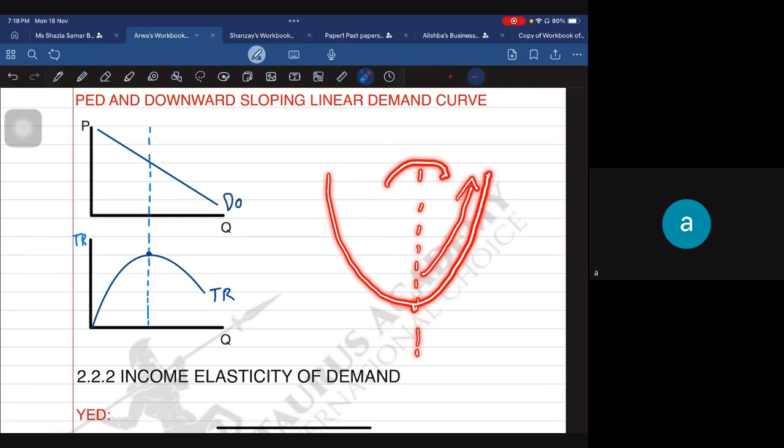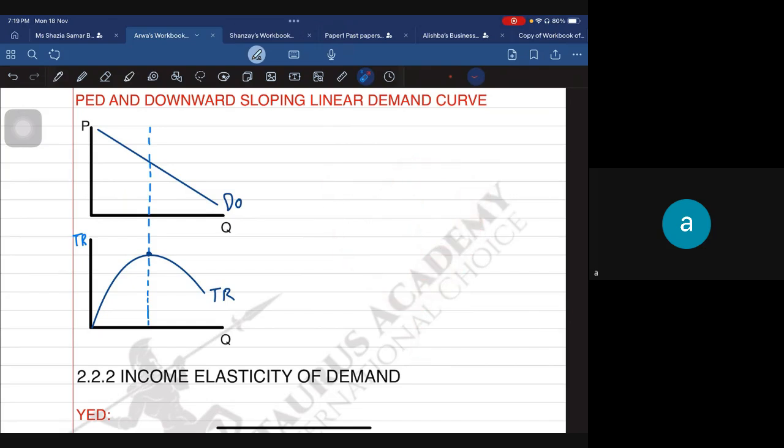And the reason behind it could be the diseconomies of scale as well, right? As you grow too much, the problem of diseconomies might also occur. So there are a lot of factors which can result in the total revenue curve dipping down, right? Okay, now moving forward.